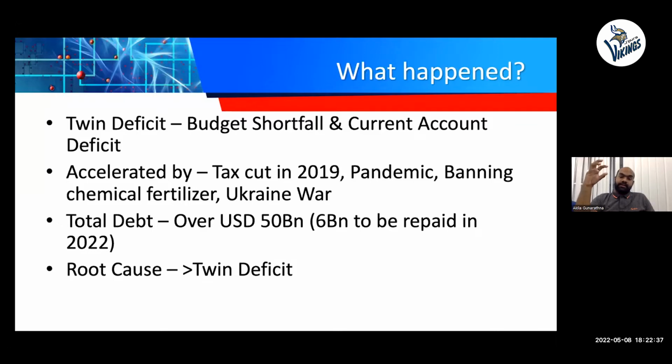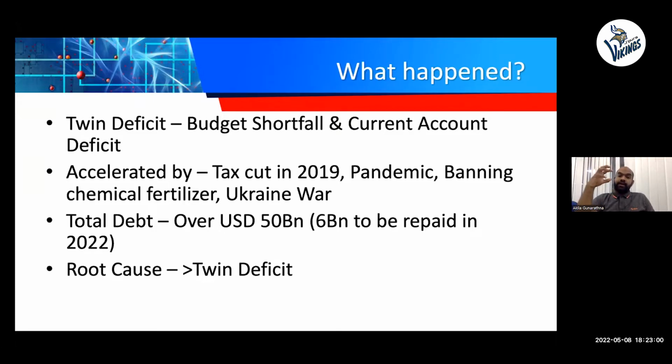So that's why your rupee has been depreciating for a long time. Since the 1970s until now, you can see the rupee to dollar rate has depreciated a lot. That's one of the main reasons for that.